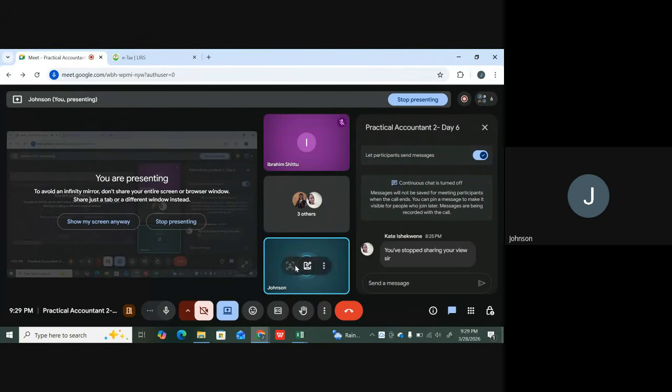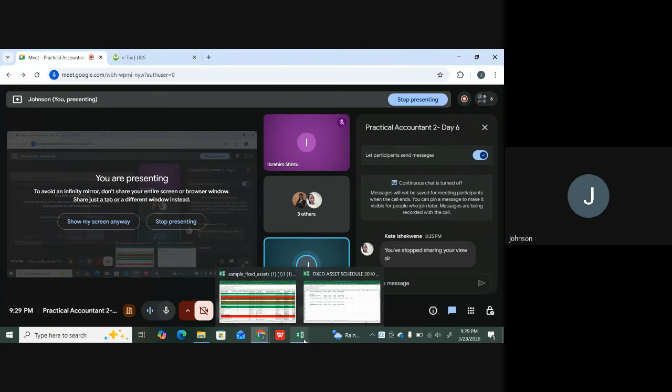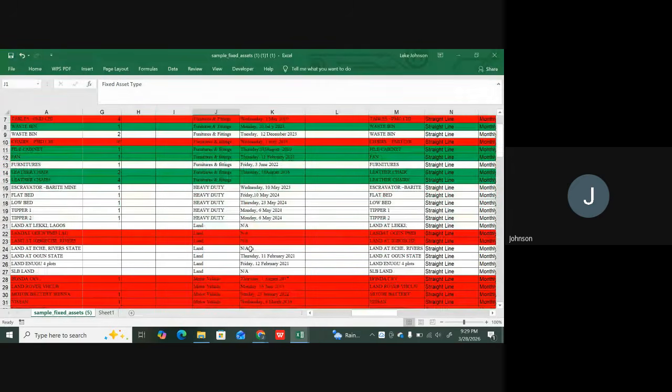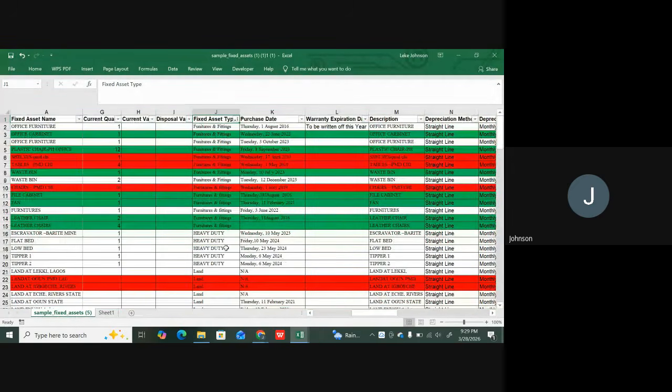Okay, so it's actually not as easy as it seems. The way you will know that it's not easy is when you have this kind of raw data, which is just the list of all the assets. You're expected to get the depreciation element, and you're expected to post and all that.